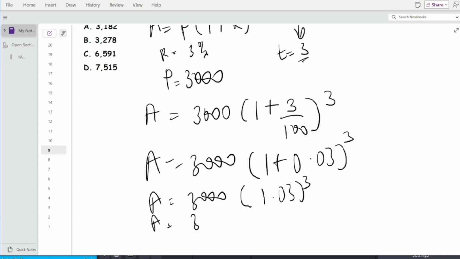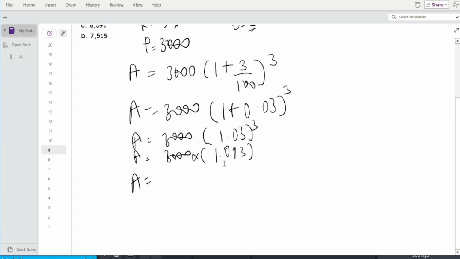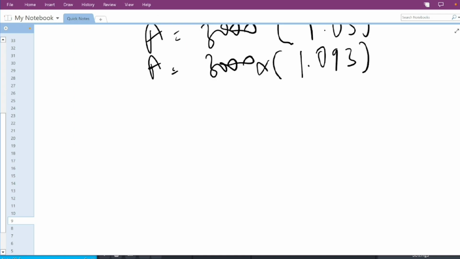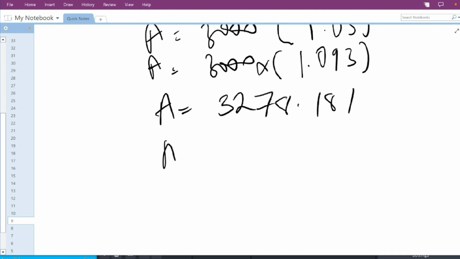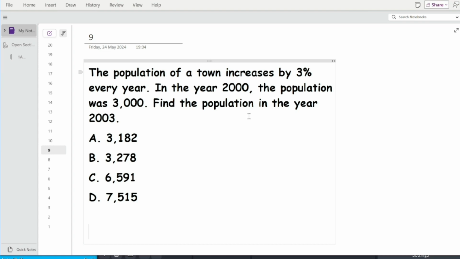A equals 3,000 into 1.03 to the power of 3. Using our calculator will give you 1.093. On the next line, we have 3,000 times 1.093. A equals 3,278.181. A is approximately 3,278 to the nearest whole number. The answer is B.